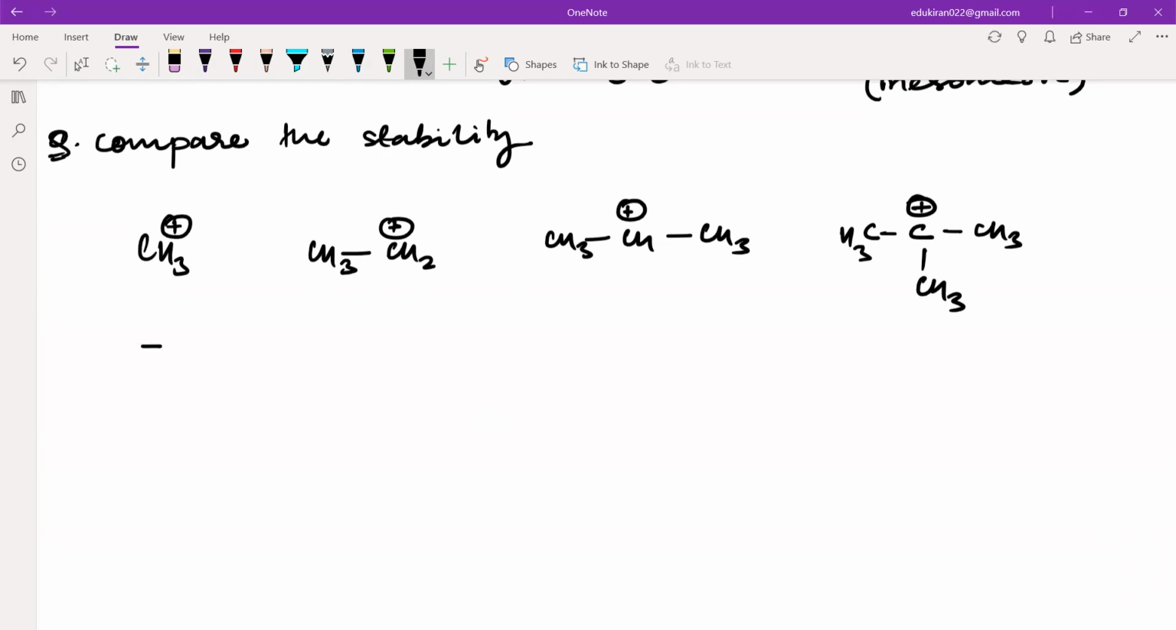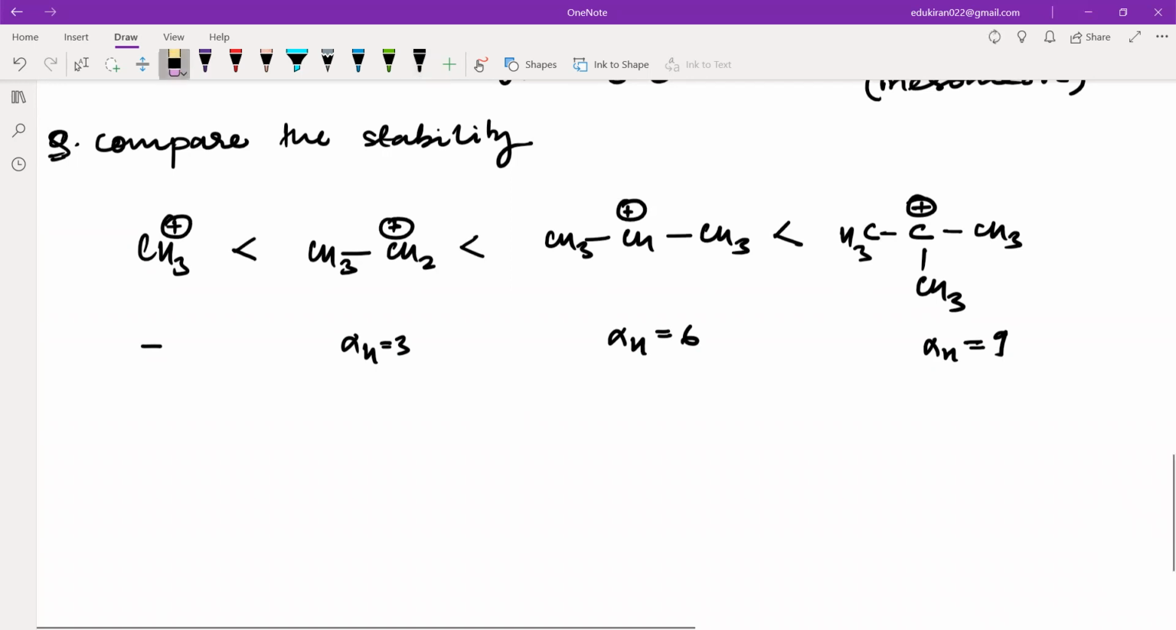But I have an sp2 hybridized carbon atom, and it has alpha carbons, and those alpha carbons also have hydrogens. Hence I can say that there are 3 alpha hydrogens here, the number of alpha hydrogens here is equal to 6, and here it is equal to 9. As the number of alpha hydrogens increases, the stability also increases. The one which has a higher number of alpha hydrogens will have higher stability. So this is when you have no resonance.